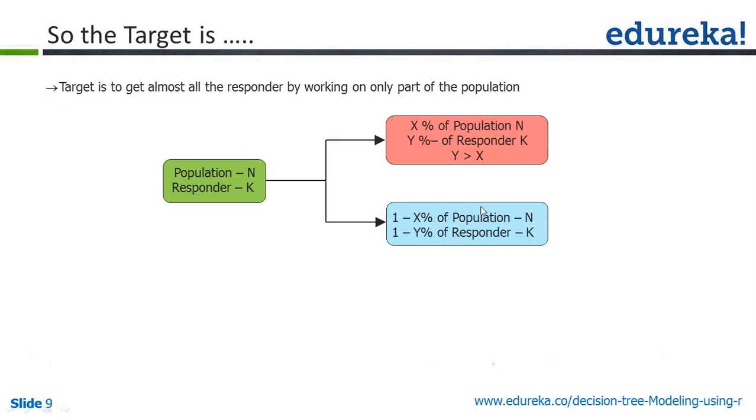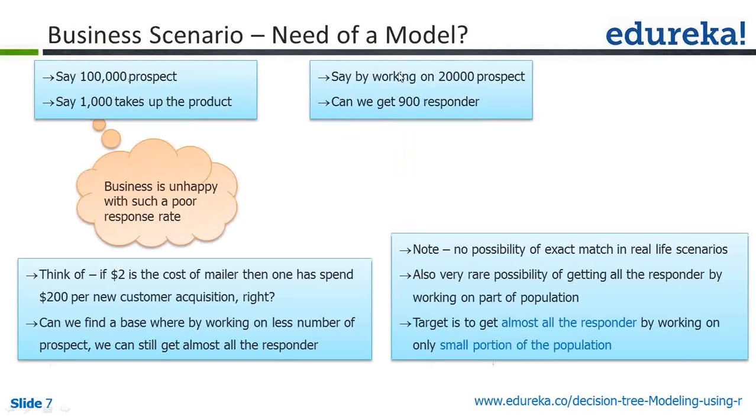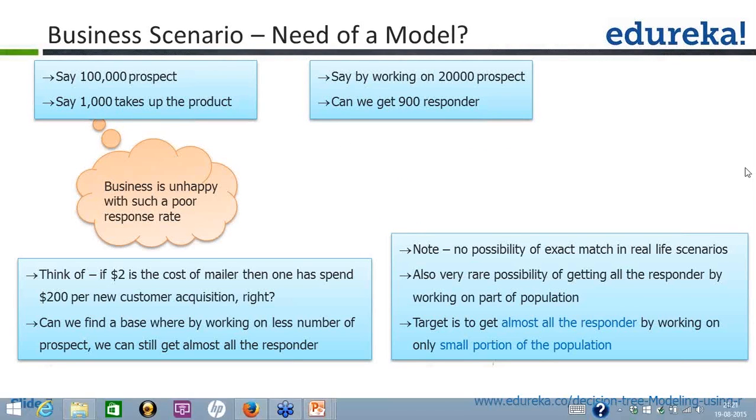The other way, 1 minus X% of the population will remain in the other area, and 1 minus Y% of the responders. So essentially 80% of the population and 10% of the responders will be left over in the other area. If you select those 20,000 where 900 responders are, obviously you are leaving 80,000 prospects in which there will be 100 responders, correct? Right or wrong? Good.